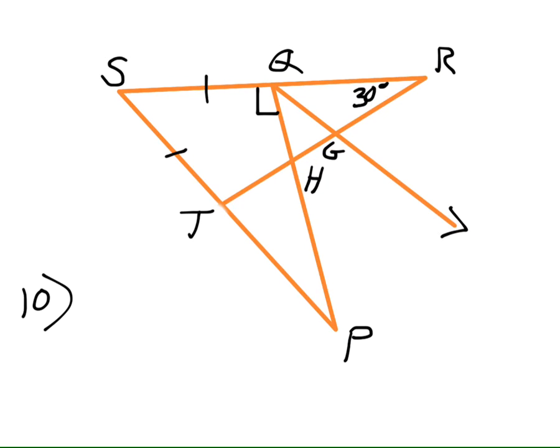Name a pair of complementary adjacent angles. This one's a little tough here. I know that these two angles are complementary, but they're not adjacent, right? They're complementary because those two angles would add up to 90, but they're not adjacent, they don't share a side.